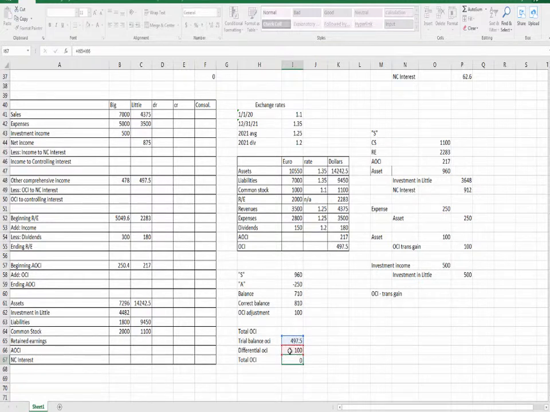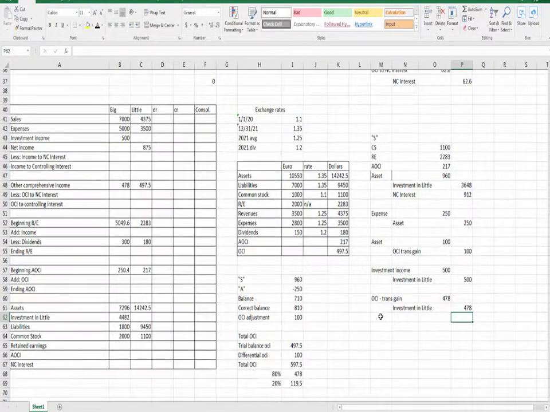of $597.5. 80% of that, the parent's share, is going to be $478. Again, very conveniently, that's the number up here as OCI for the parent. The non-controlling shareholders' portion is going to be 119.50. In any event, we're going to eliminate the OCI translation gain and the investment in Little for the parent's share of that.